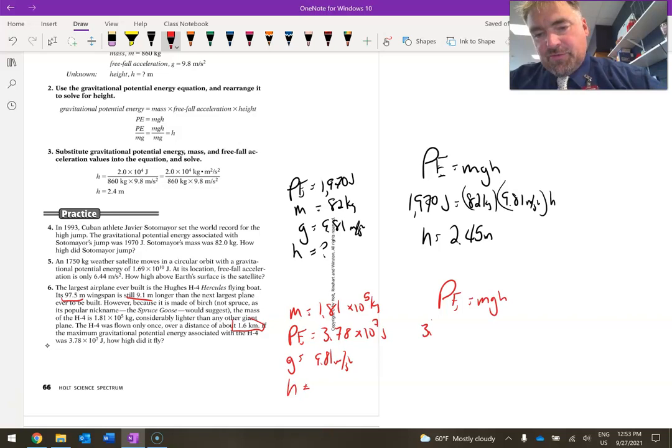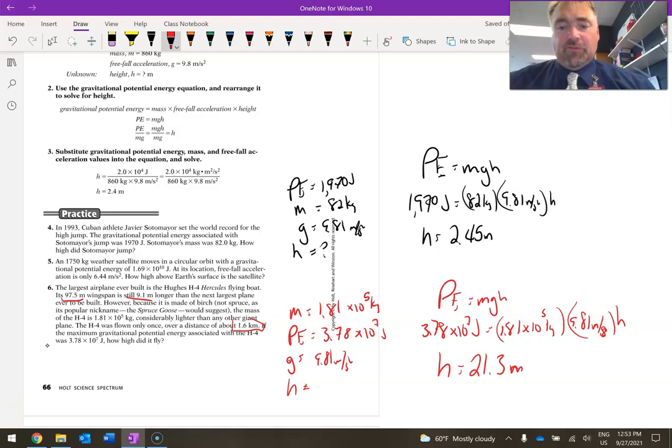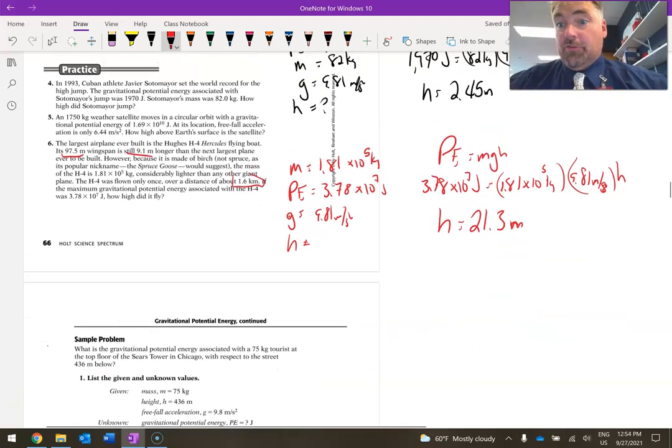So 3.78 times 10 to the 7th joules is equal to my mass of 1.81 times 10 to the 5th kilograms times that 9.81 meters per second squared. Then I have my height. And so the height I get on this one is going to be about 21.3 meters. So not very high, only about 65 feet above the surface, above the water in this case.